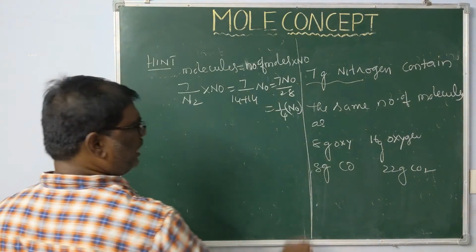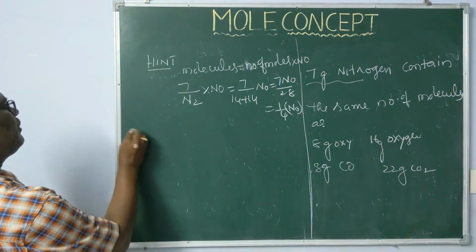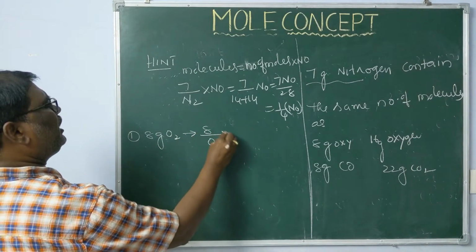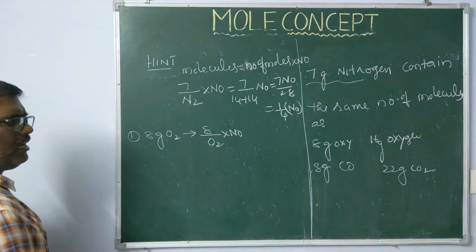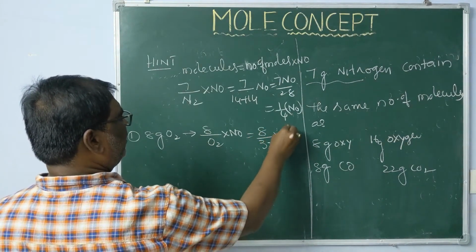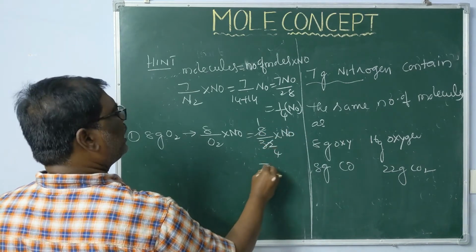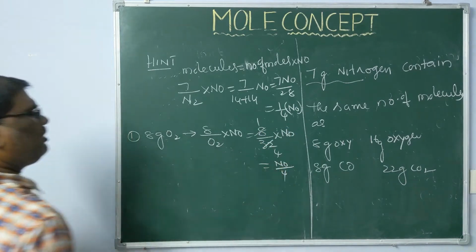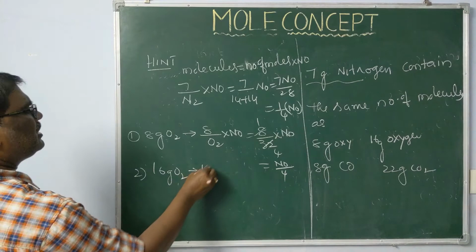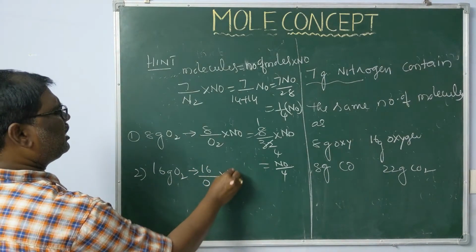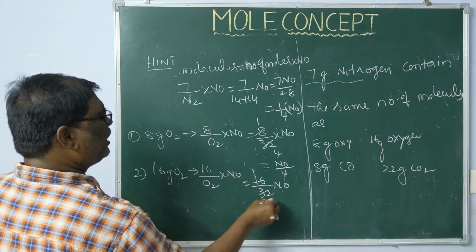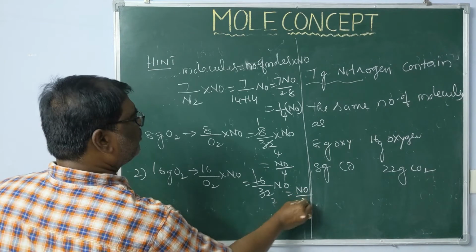Now I am verifying option 1. Option 1 is 8 grams of oxygen. That means 8 by formula weight into Avogadro number. This gives the number of molecules. 8 by 32 into Avogadro number. So 1 by 4. I think this is the right option. Of course, I will verify the rest of the options. 16 grams of oxygen is 16 by 32 into Avogadro number. So I am getting only N0 by 2.